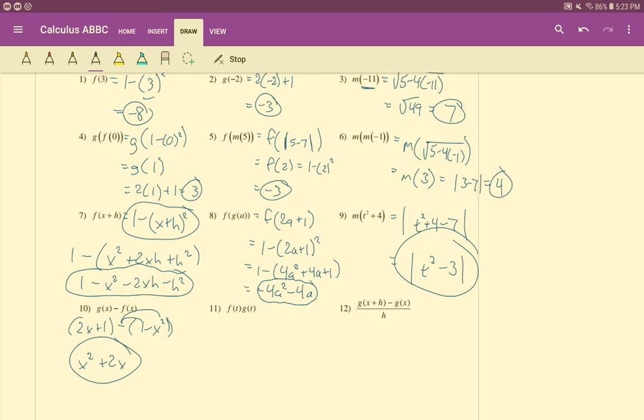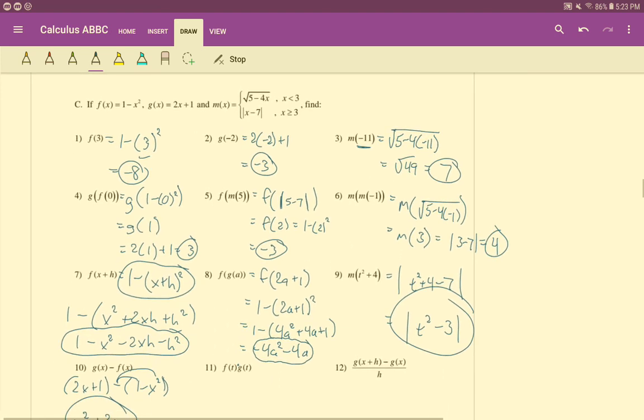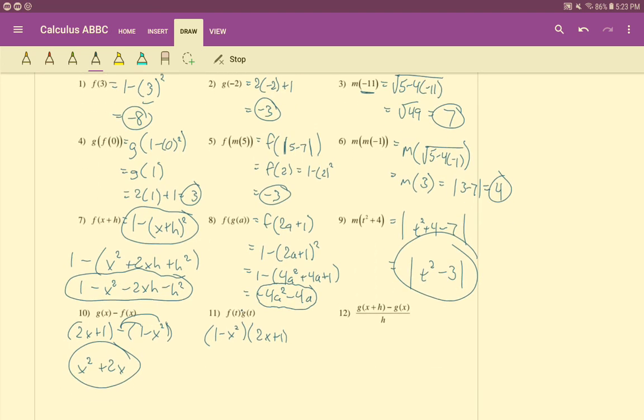Not necessary, though. All right, number 11, we have f of t next to g of t, and when two things are written next to each other in math, that means multiplication, right? So we're just going to do f times g. So it's going to be 1 minus x squared times 2x plus 1. And since we're multiplying two polynomials together, you just want to make sure that each term here multiplies with each term here, okay? Since they're both binomials, you can use FOIL, but remember, FOIL only works when you're multiplying two binomials together. Okay, so 2x plus 1 minus 2x to the third minus x squared.